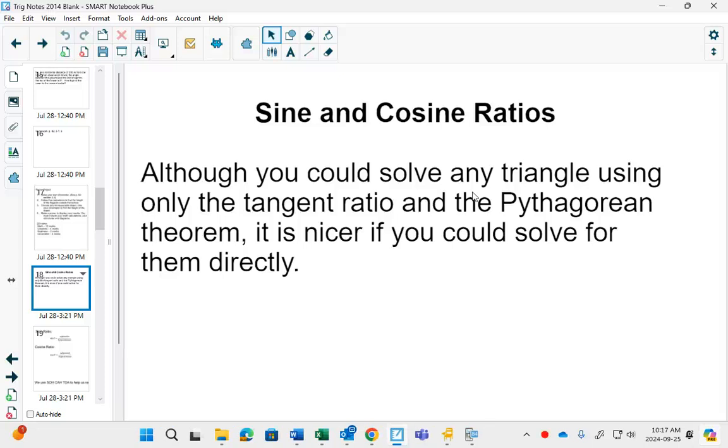The sine and cosine ratios. So we said you could do anything with only the tangent ratio and a squared plus b squared equals c squared.